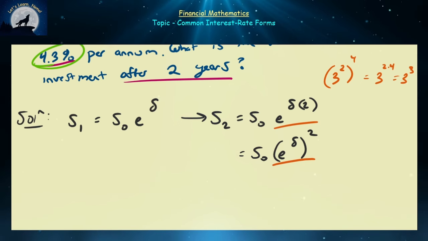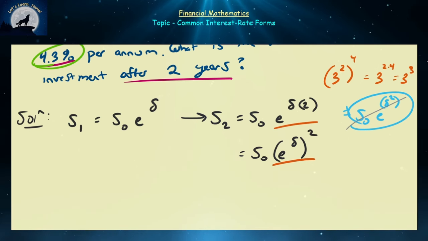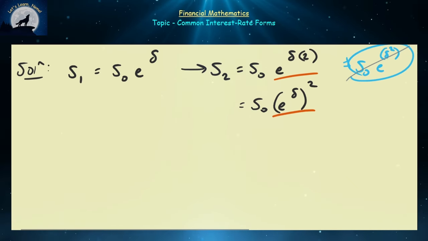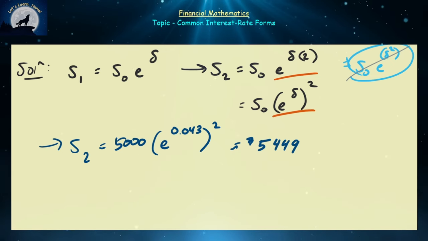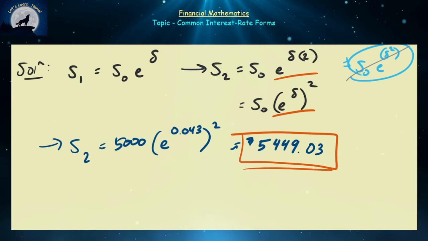Right? So those particular things are equivalent to each other. But I just also want to mention, in case you aren't sure, that this is not the same as S0 times e to the delta squared, where the 2 is applied to the delta and then to the e. Those things are not equal to each other, so be very careful about that. Once we have that structure, after 2 years the value is going to be equal to our principal, 5,000, times e to the power of delta, 0.043, our force of interest, squared. Multiplying that by 5,000, that's going to be approximately $5,449.03. So that's going to be the value of our investment after 2 years under that particular force of interest, delta.